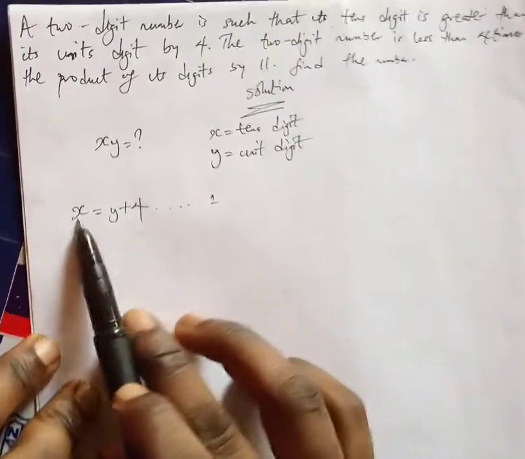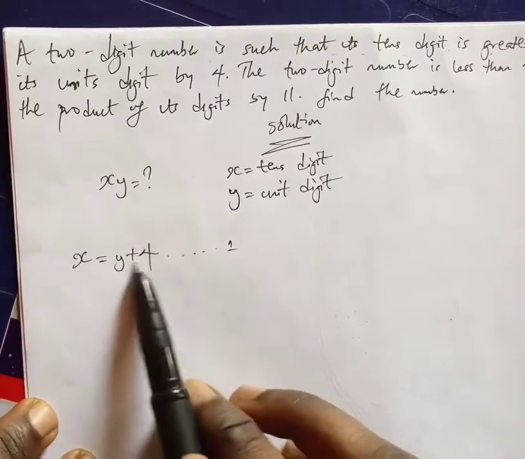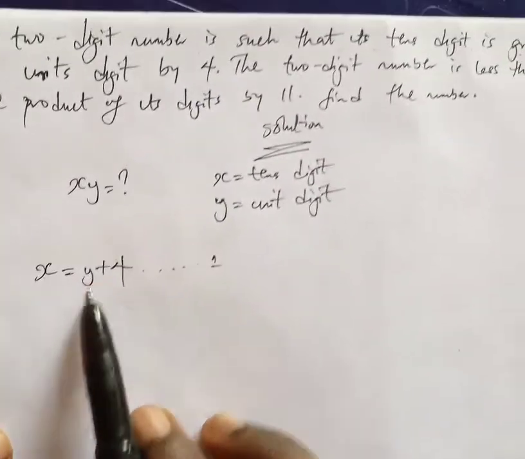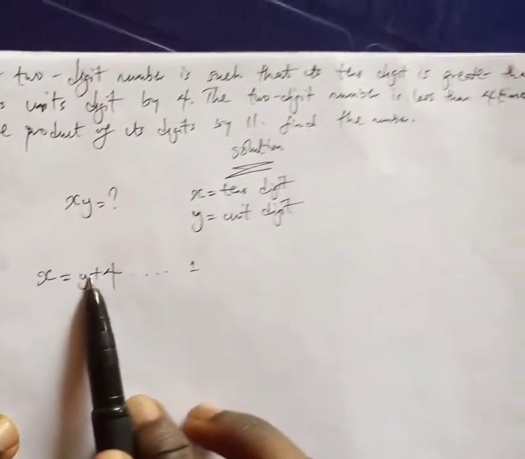Right, now this x here is greater than y by 4. So adding 4 to y will make y equal to x. And that's why I have this equation here: x = y + 4.